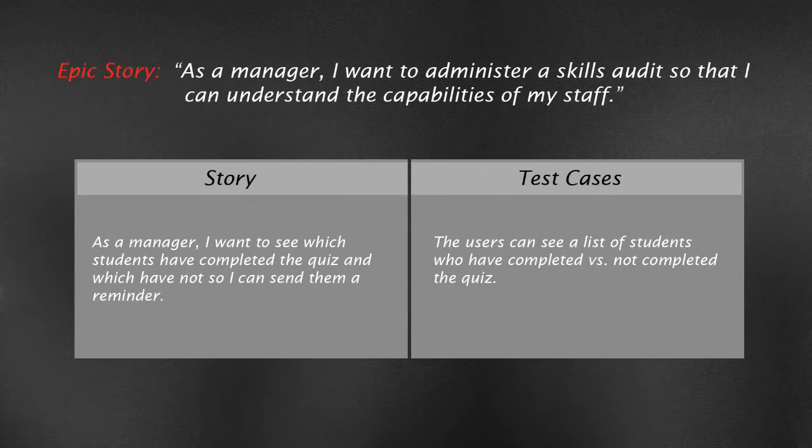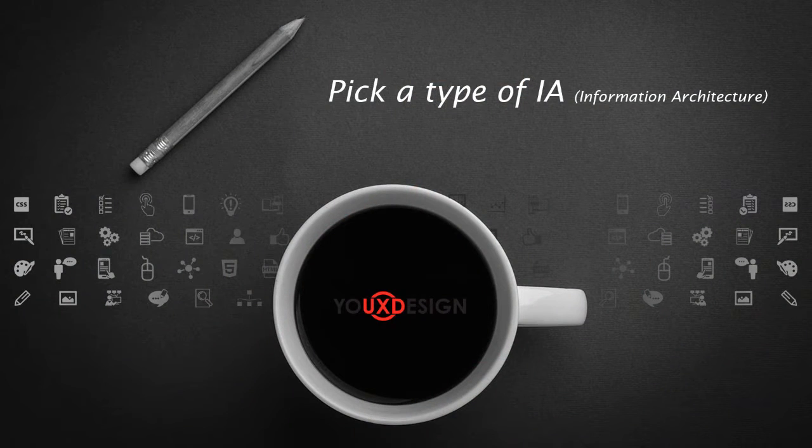So there is an epic and a feature. The feature is: as a manager, I want to see the list of students who have completed the quiz and who have not completed the quiz, so that I can send a reminder to those who have not completed it. So this sprint task is: as a user, I want to see the list of students who have completed the quiz and who have not completed the quiz.